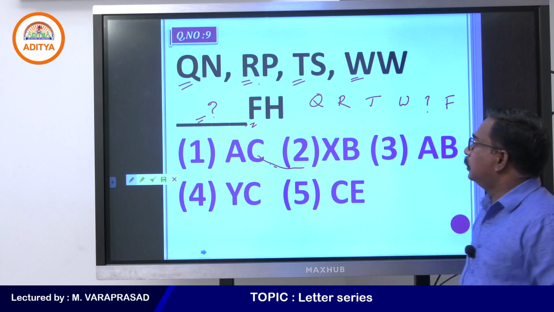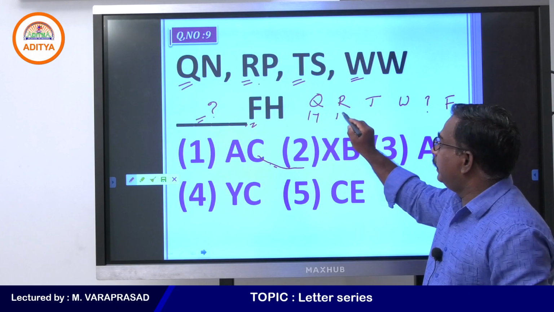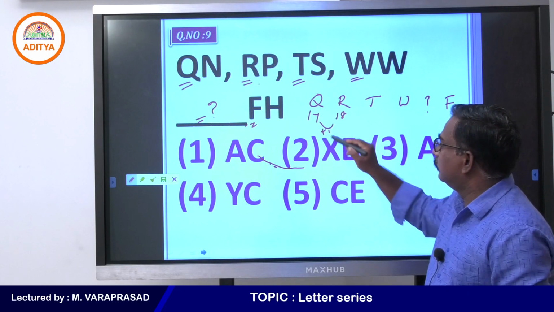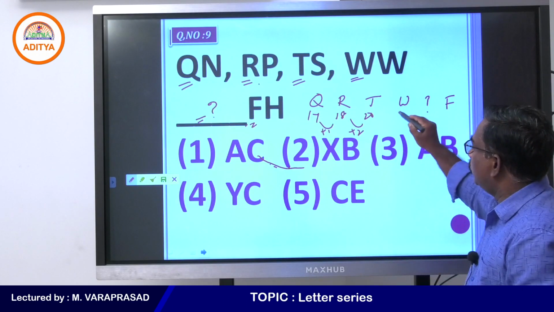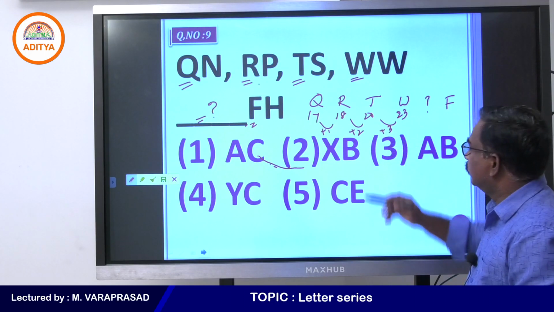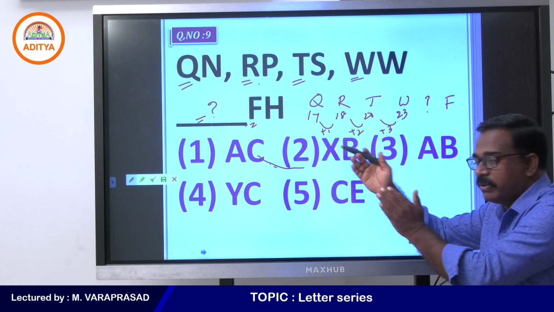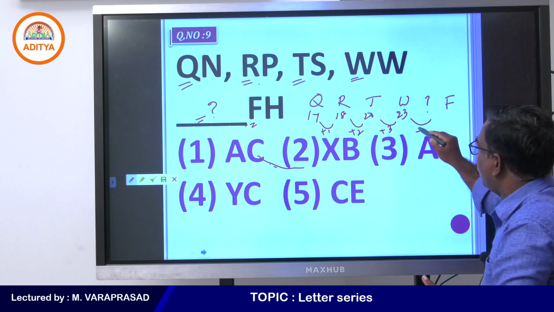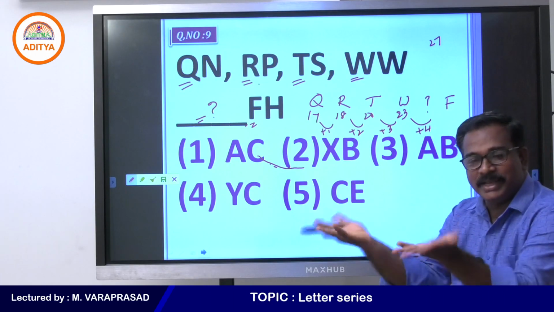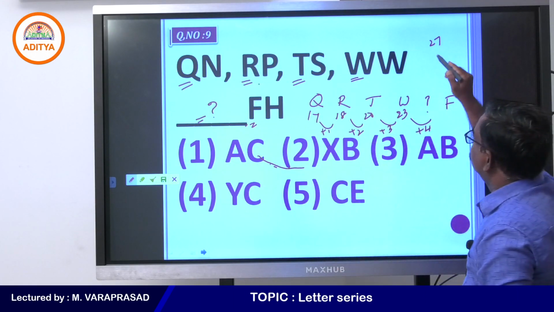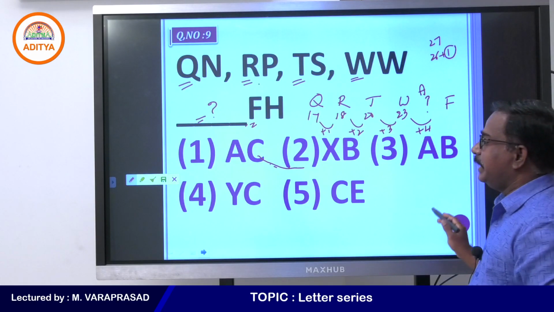So what is the pattern you see here? Q is 17 and R is 18, plus 1. T is 20, it is plus 2. W is 23, it is plus 3. So the first letter series is going on plus 1, plus 2, plus 3, next you will get plus 4. So plus 4 means 23 plus 4, 27. The 27th letter will not be there, 26 plus 1. So 26 plus 1, the first letter is A.